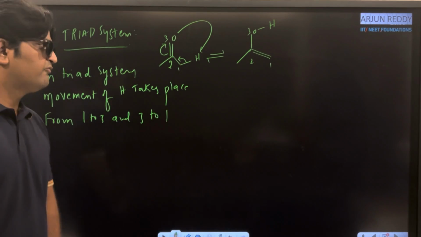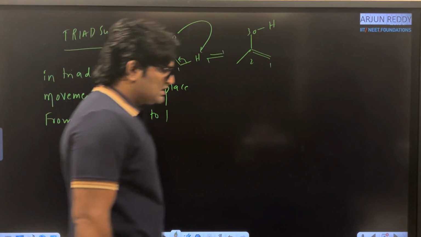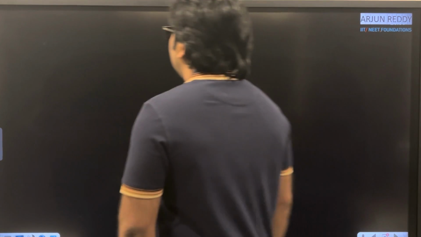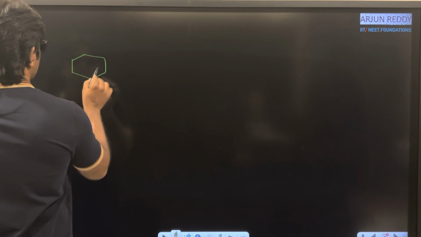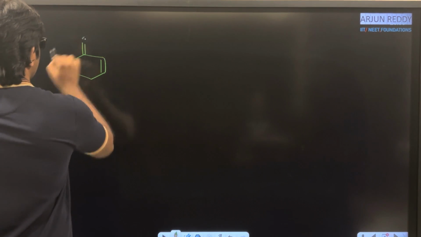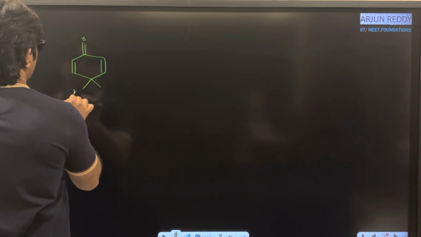Is it clear? Fine. For example, sometimes you can see this molecule, a 6-membered ring system, right? Double bond, here double bond O. Here initially how many hydrogen atoms are present?